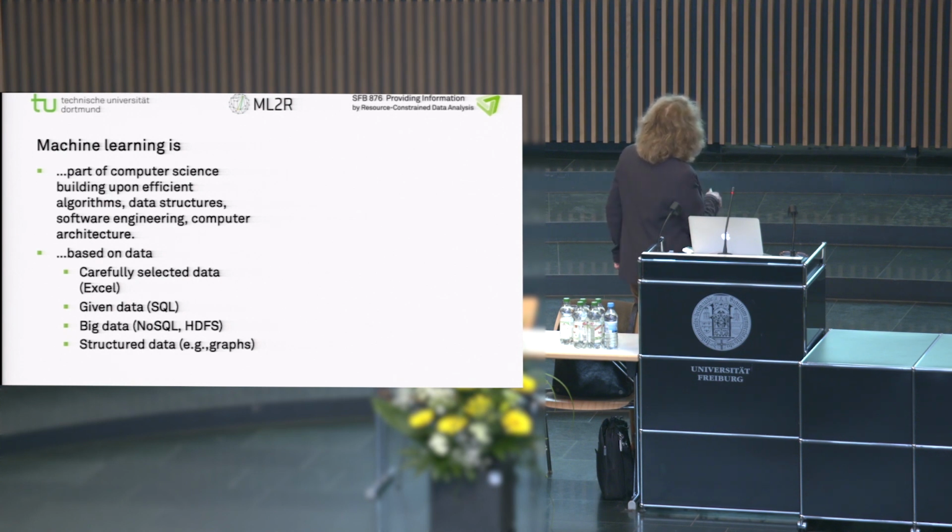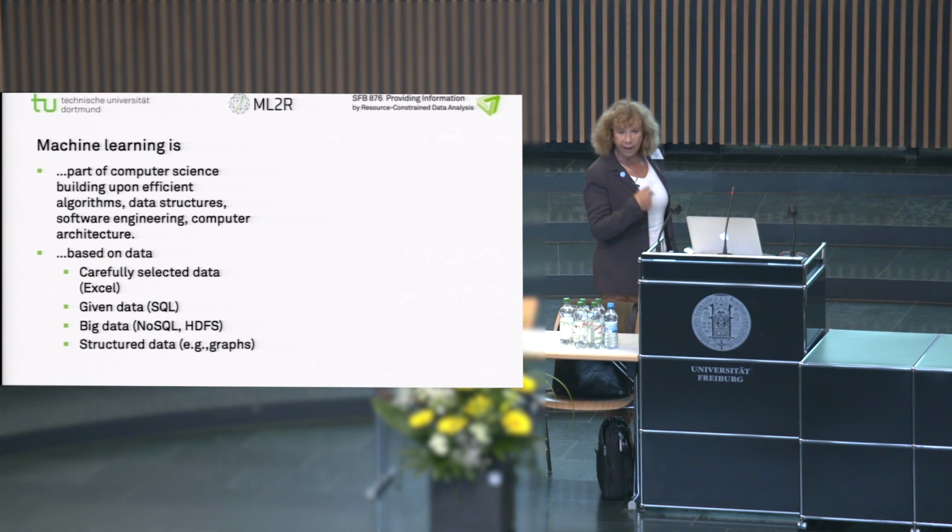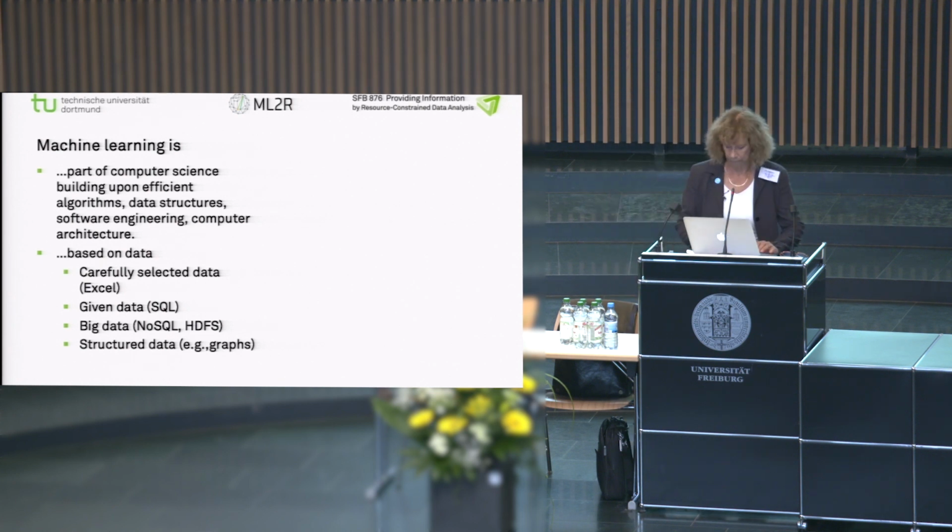Here you see the history of machine learning. It first started with carefully selected data. That was the high time of statistics. They directly work on Excel. And then there were the given data from advertisement from companies and so on. That was the high time of databases. And then came big data with NoSQL. And then currently we have the trend to structured data, graphs, for instance, and things like that.